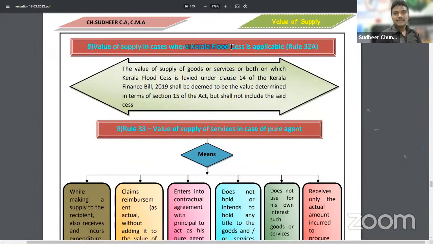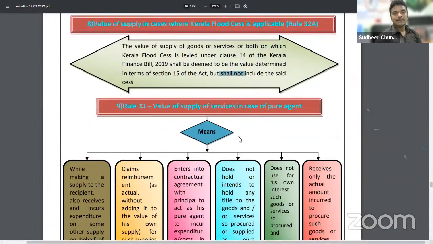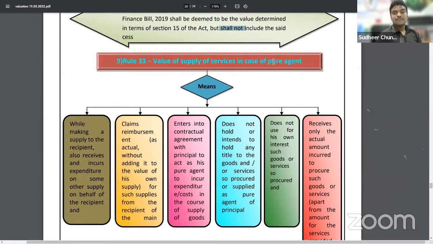Kerala flood cess, for us this is not relevant, sir, but generally speaking, during the floods which came to Kerala 3 years ago, they levied an additional flood cess. That flood cess you don't add to the value of the supply, and don't levy higher GST. Flood cess need not be included, they have specified, but now that is not relevant. Next, services of a pure agent.